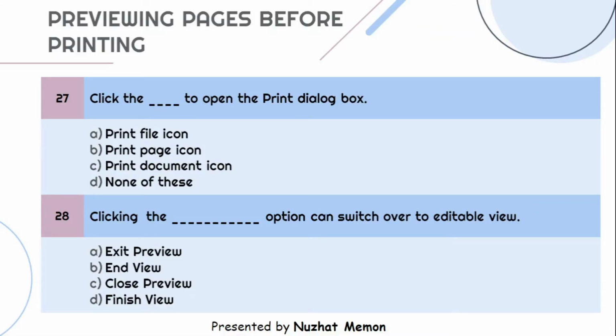Moving towards our question 27, click the dash to open the print dialog box. You have to click the print document icon. Question 28, clicking the dash option can switch over to editable view. By closing preview, you can edit the document, right?